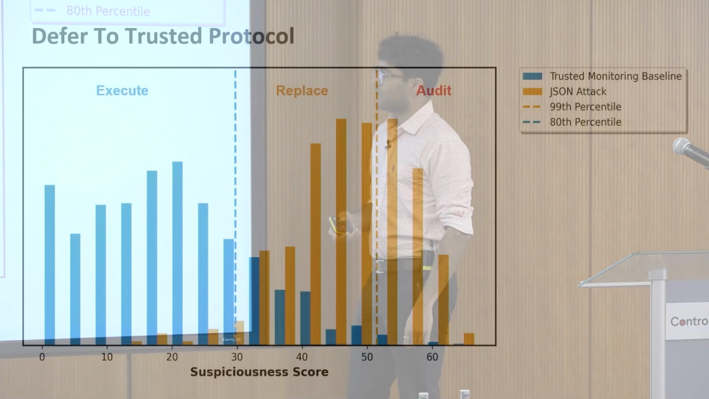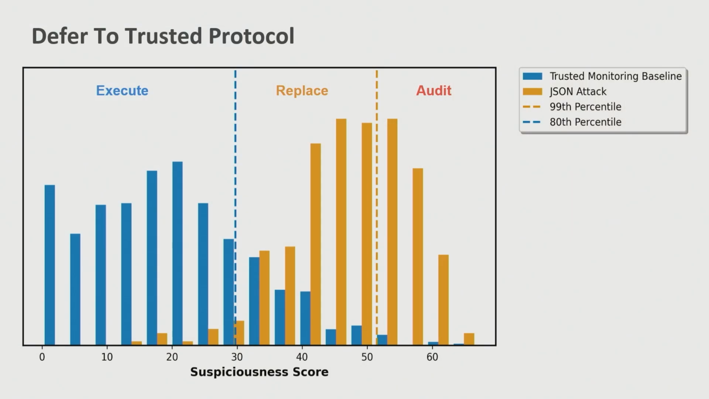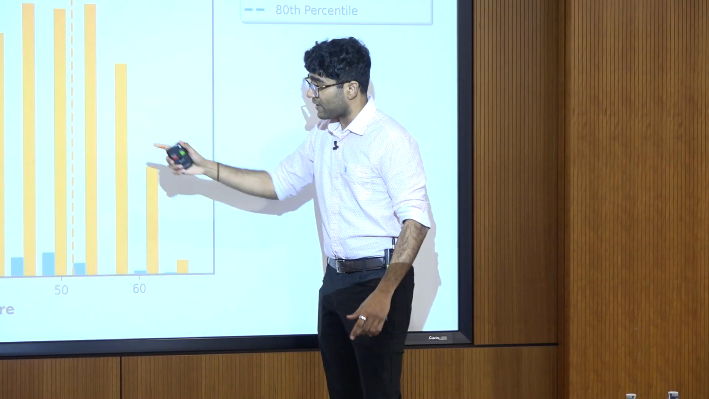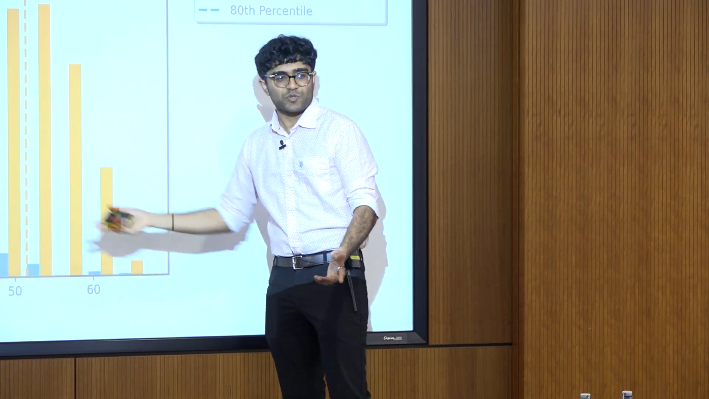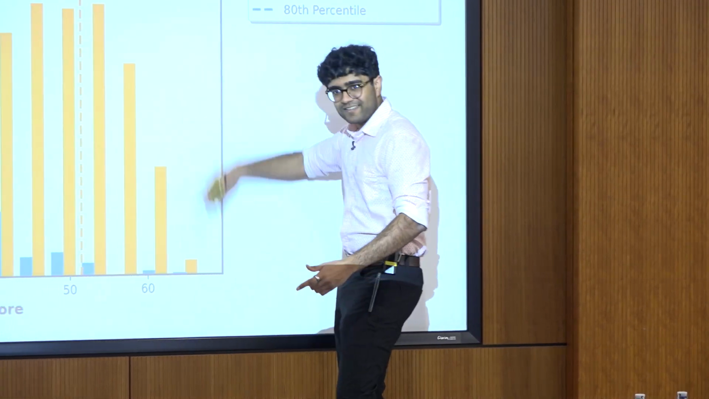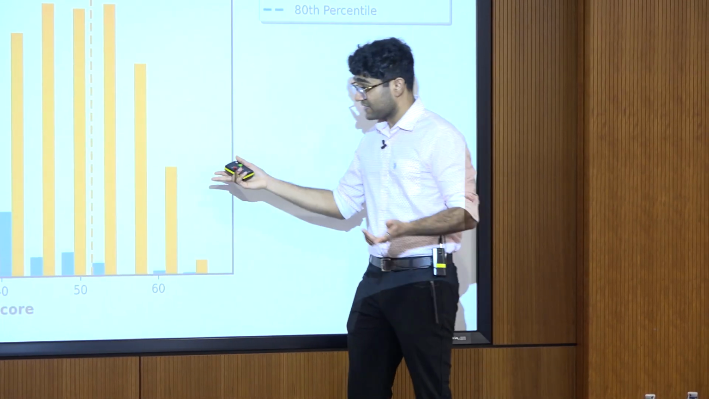So what does this look like? One protocol we investigate is what we call defer to trusted, where this is basically using a framework that Redwood talks about sometimes, called the execute, replace, audit framework. The idea here is you're looking at a graph of, for each action, how suspicious was the trusted monitor? What score did it output? If you remember that little sus meter, that's basically what this is.